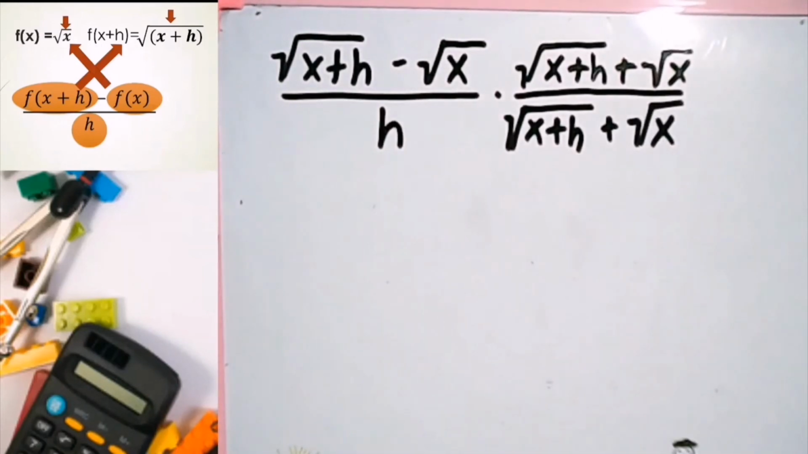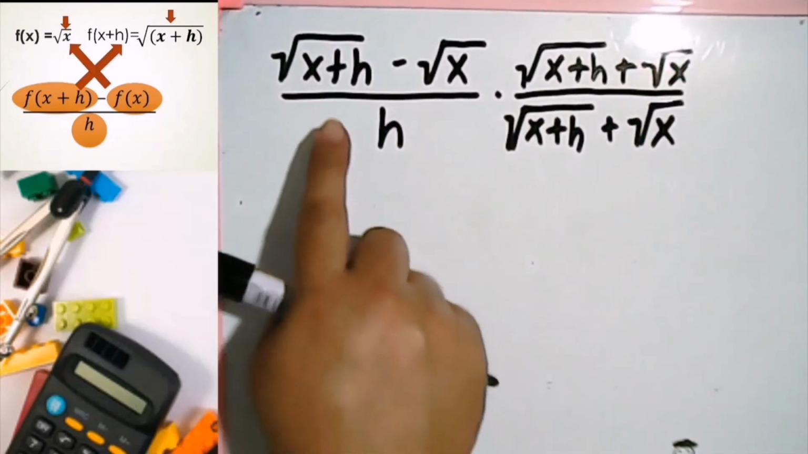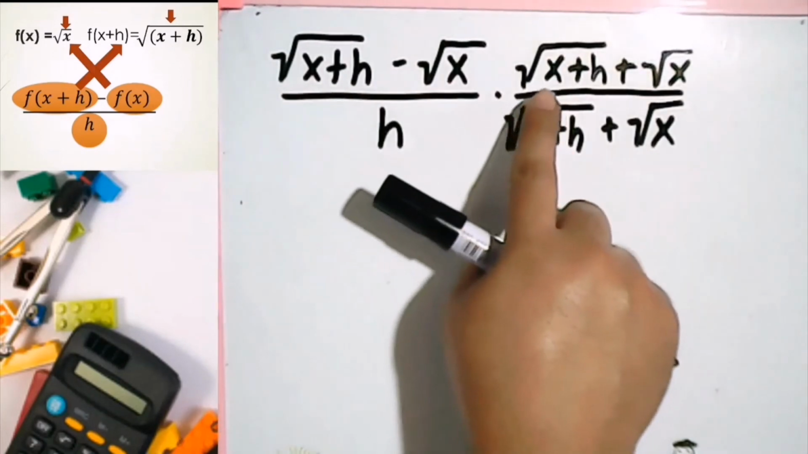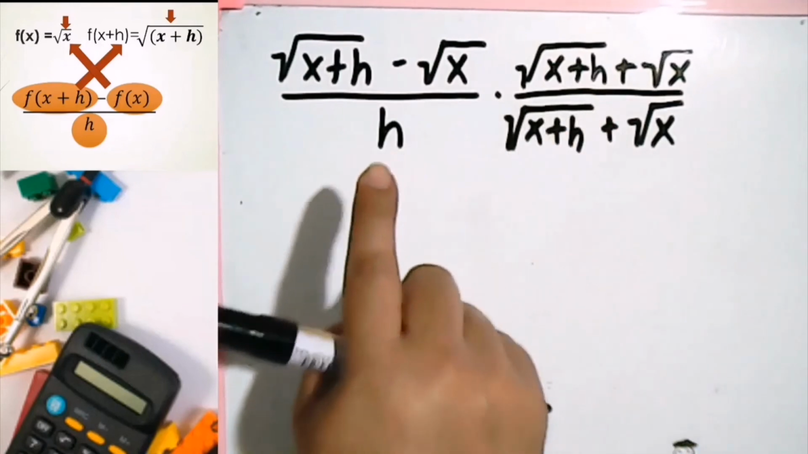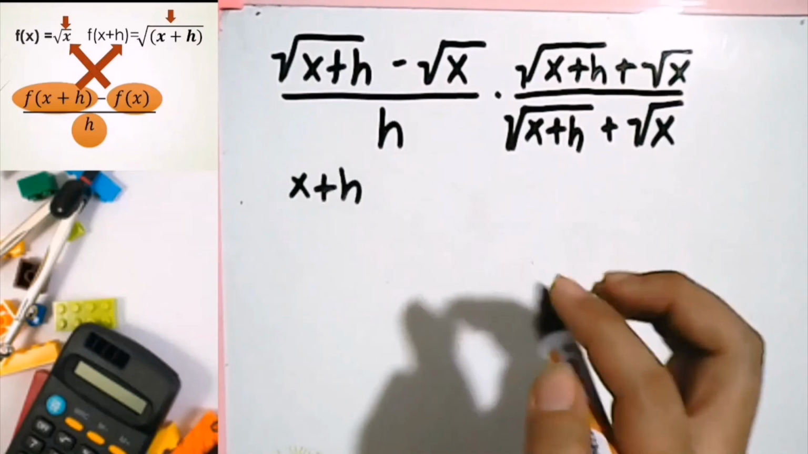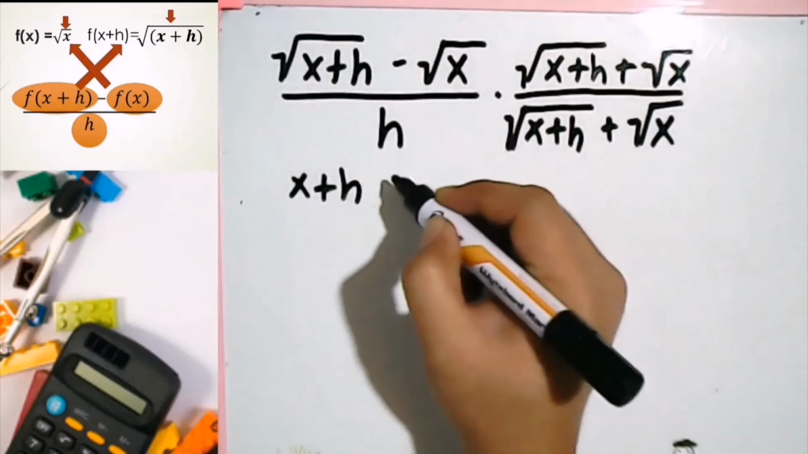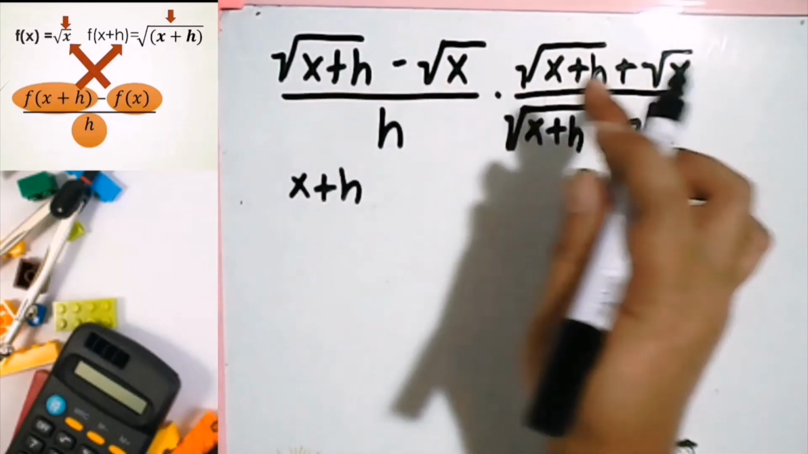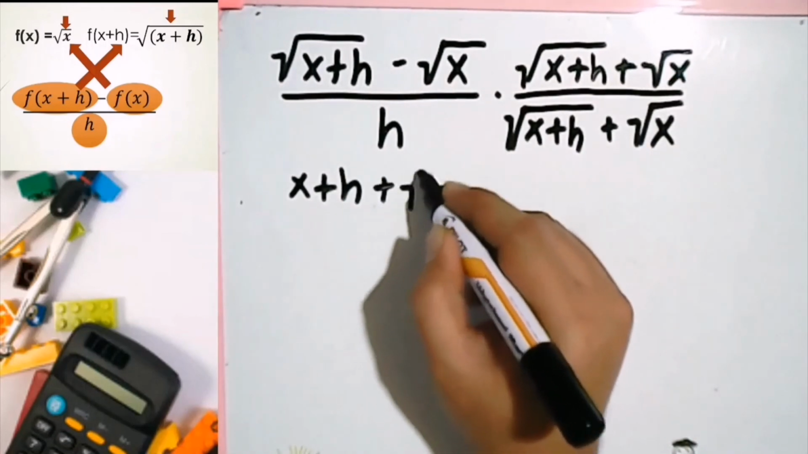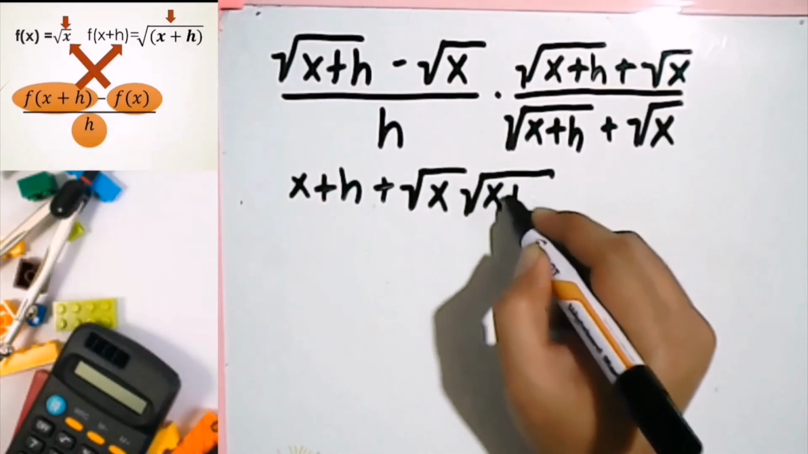This will cancel out the radicals on our numerator. So let us try. Square root of x plus h times square root of x plus h is equals to x plus h, because it cancelled out the radical. Next, square root of x plus h times square root of x, the answer is square root of x times the square root of x plus h.